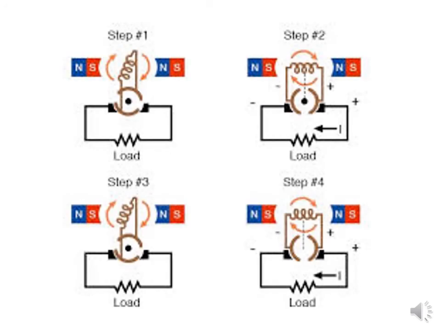Here we have 4 steps. In step 1, the coil is perpendicular now to magnetic flux, so the induced EMF will equal 0. Also, this side of the coil is in contact with the piece of commutator, but this piece of commutator is not in contact with the brush, so there is no current in the external circuit.